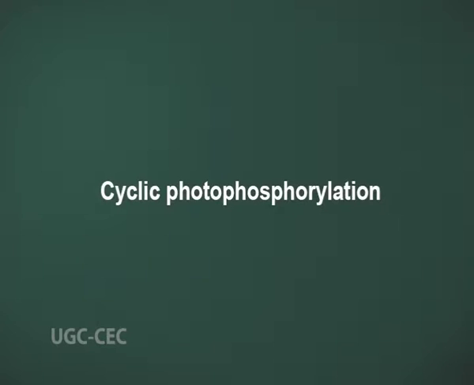Next, let us take up cyclic photophosphorylation. When the NADPH to NADP plus ratio is high and little NADP plus is available to accept electrons, an alternative electron transport pathway is used that involves only photosystem I and a few electron carriers.